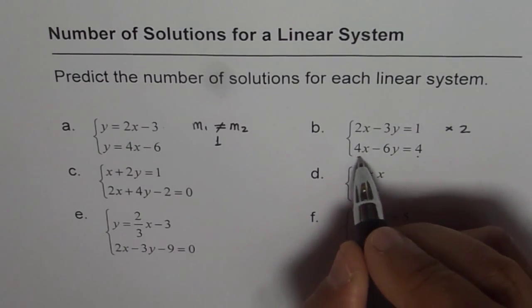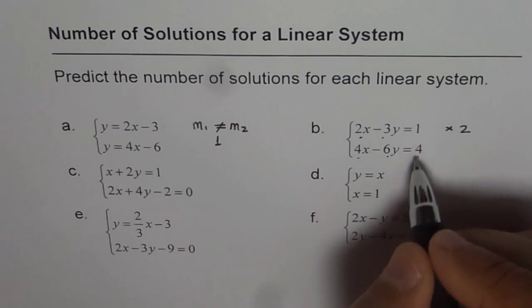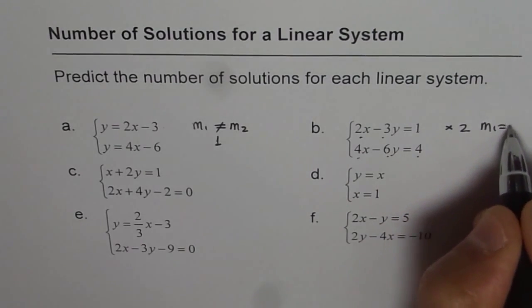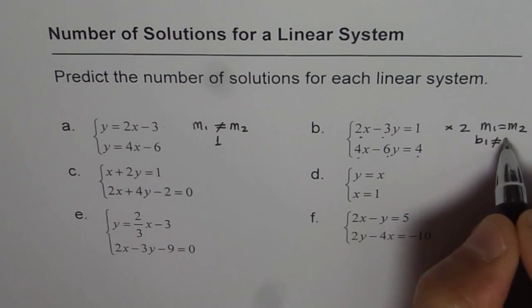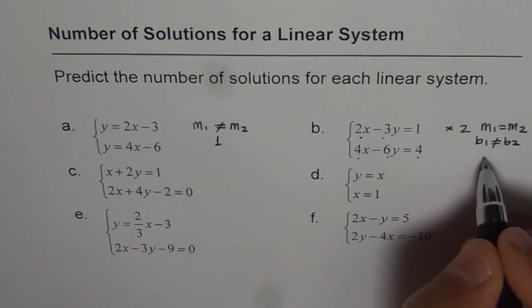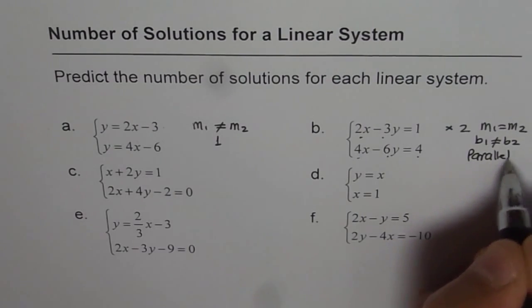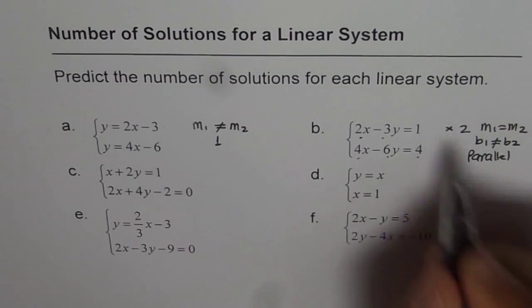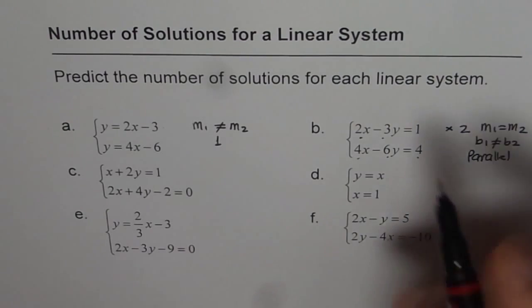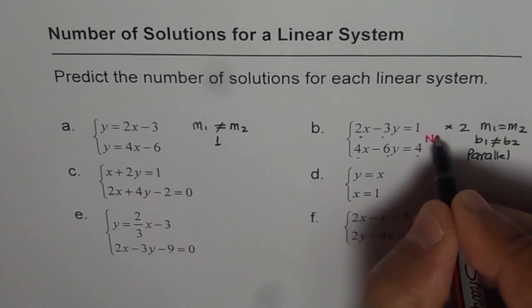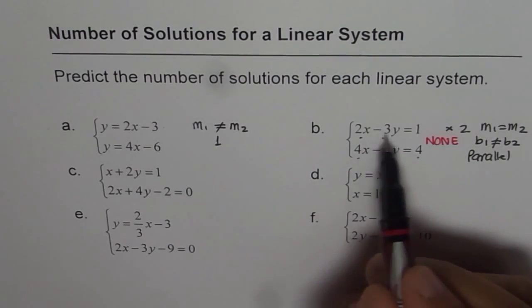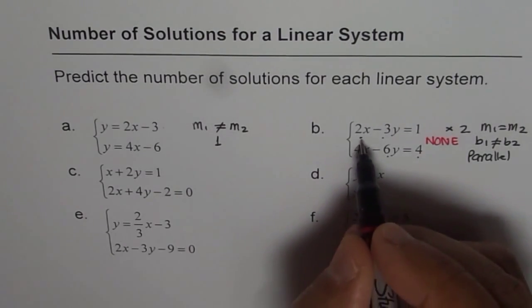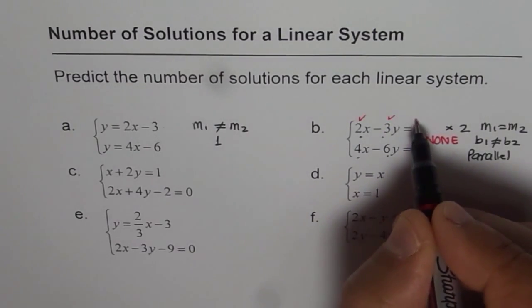Here, since these two are multiplied, not the constant, we have m1 equals m2, but b1 is not equal to b2, so the lines are parallel, right? So lines are parallel, and how many solutions do you expect? None, right? So let me write down no solution. So we expect none. The reason is that the coefficients are multiplied, these two numbers are multiplied, but not this one.